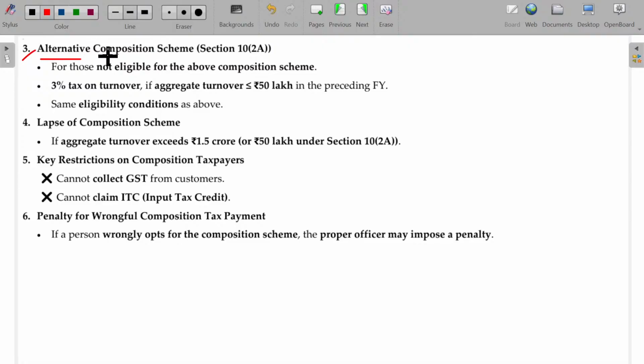Alternate composition scheme, Section 10 clause 2A. What does it mean? Those not eligible for the above composition scheme can fall under this, provided the tax rate is 3% plus 3%. There it is only 0.5 and 0.5, and 2.5 and 2.5. Here it is 3 plus 3, and there the limit is 1.5 crores. Here it's only 50 lakhs, in the preceding financial year, his aggregate turnover.